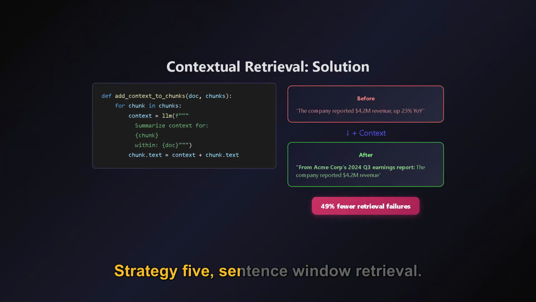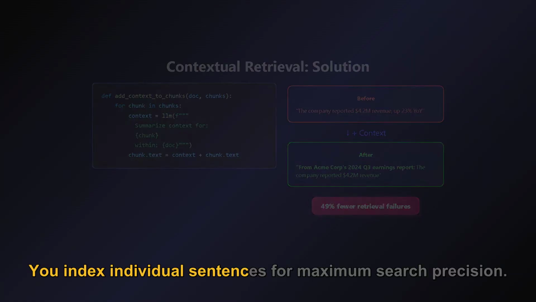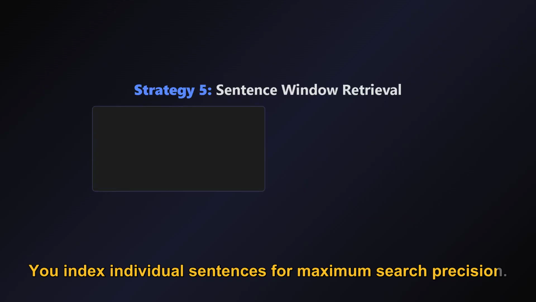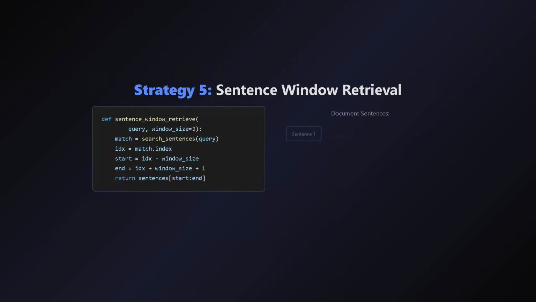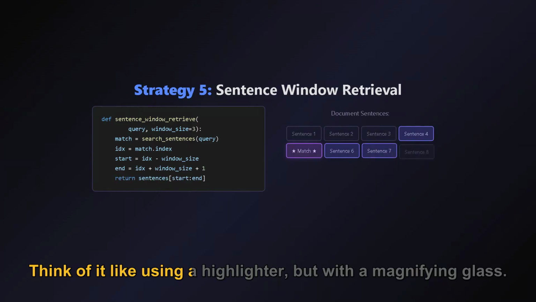Strategy 5: Sentence window retrieval. You index individual sentences for maximum search precision, but when you find a match, you return a window of surrounding sentences for context. Think of it like using a highlighter, but with a magnifying glass.